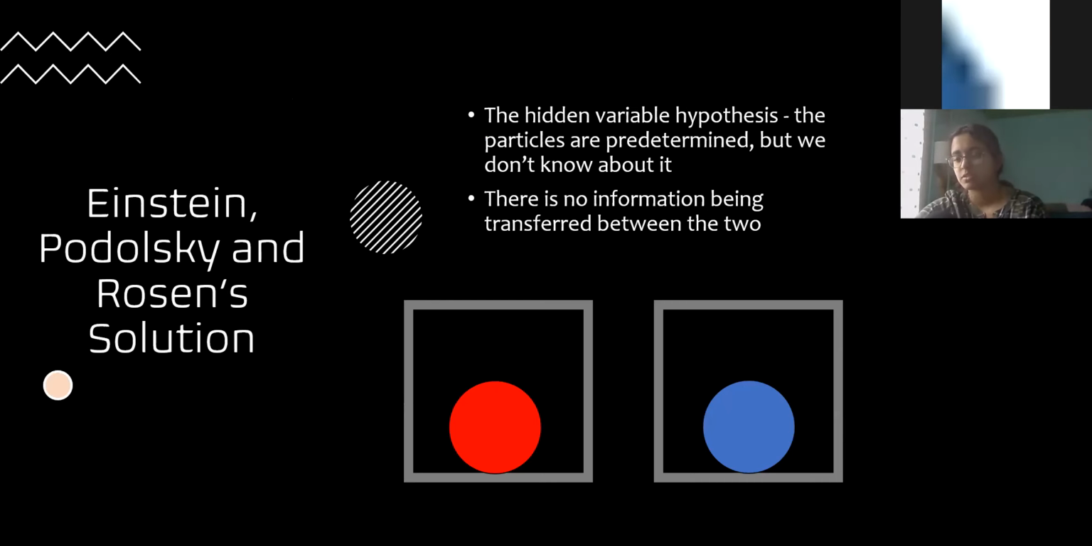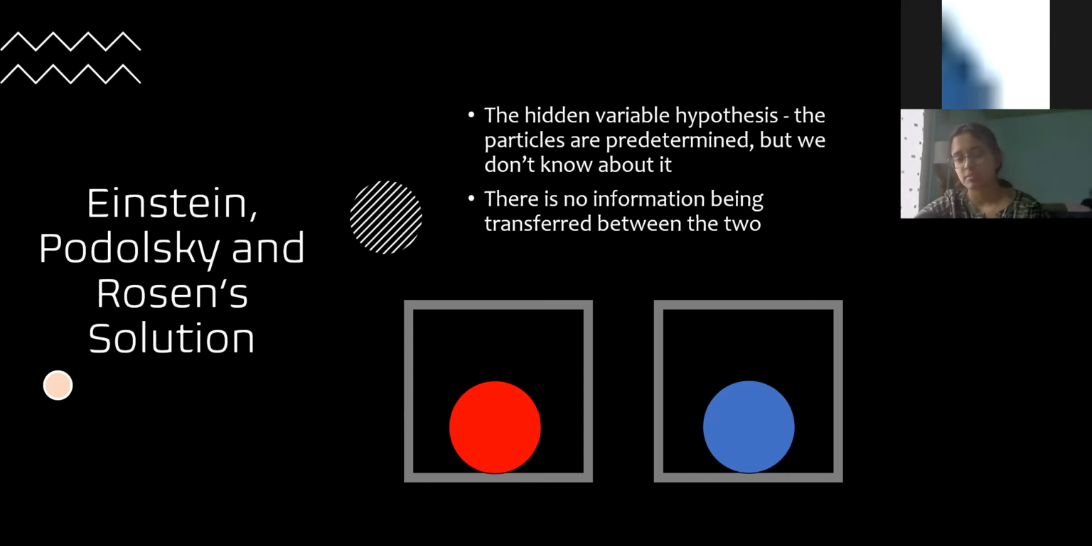So Einstein, Podolsky, and Rosen developed their own solution to this paradox called the hidden variables hypothesis. This basically states that a particle's states are predetermined. They're basically rejecting traditional quantum theory, and they're saying that no, a quantum state is already predetermined. It's not in a superposition. It's already predetermined by some hidden variables that we don't know about. And since the states are already predetermined, there's no information being transferred between the two.